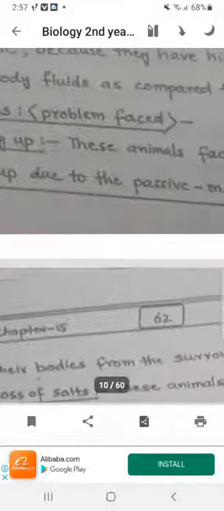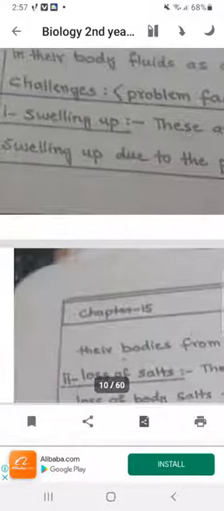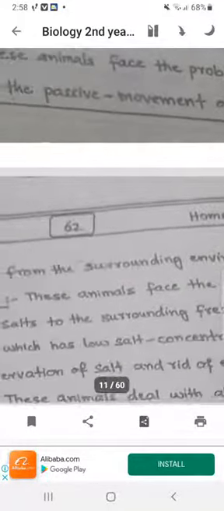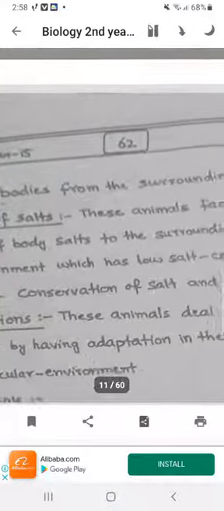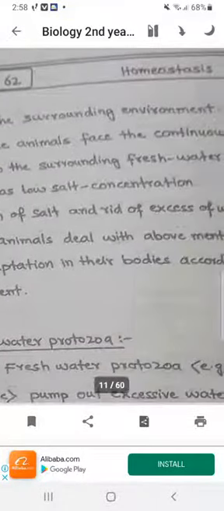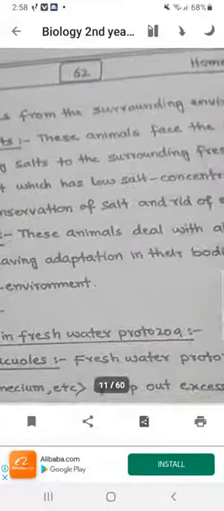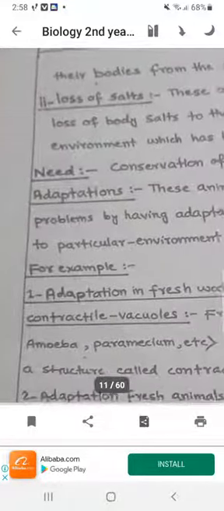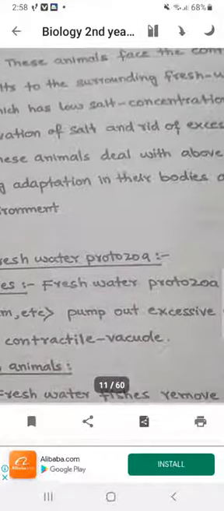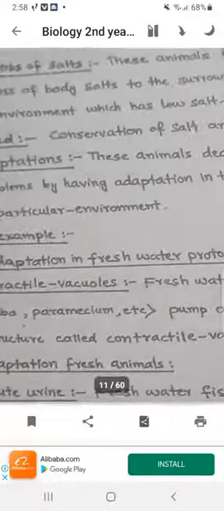Number 1. Swelling up. These animals face the problem of swelling up due to the passive movement of water into their bodies from the surrounding environment. Number 2. Loss of salts. These animals face the continuous loss of body salts to the surrounding freshwater environment, which has low salt concentration. They need conservation of salt and to get rid of excess water.